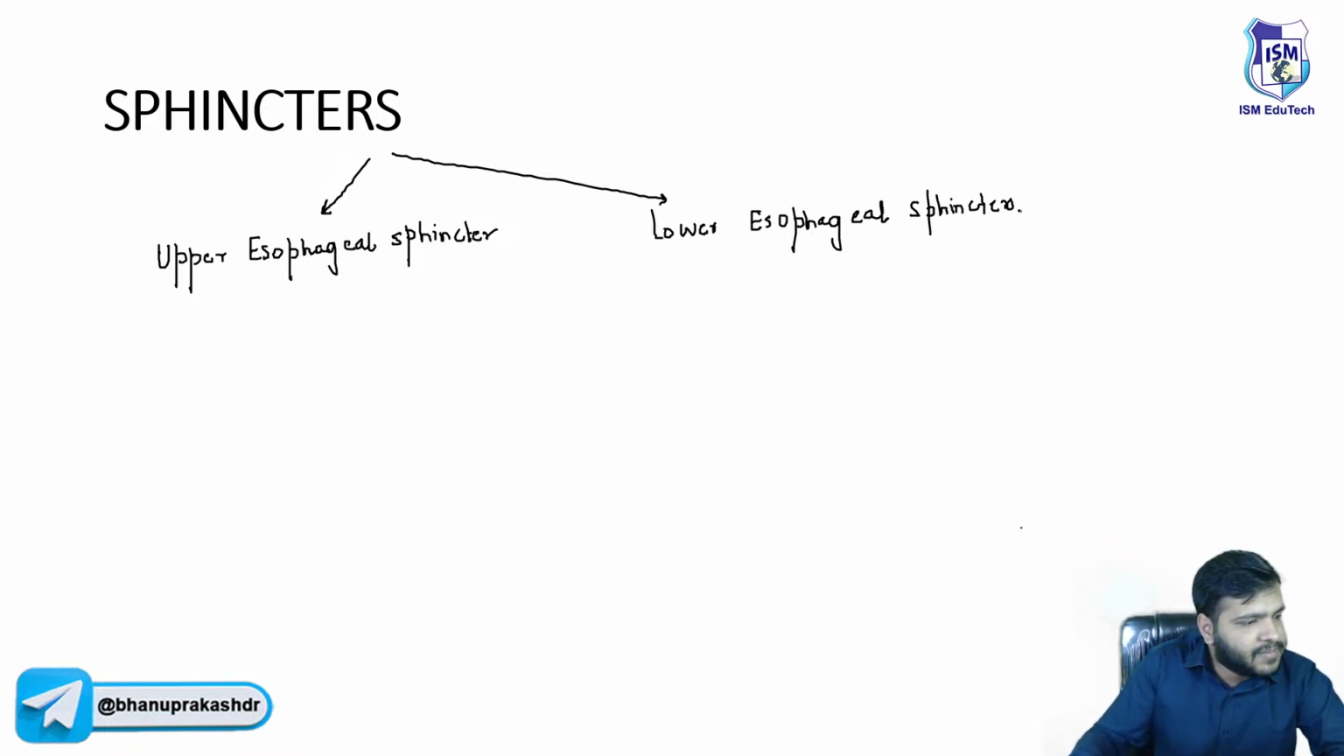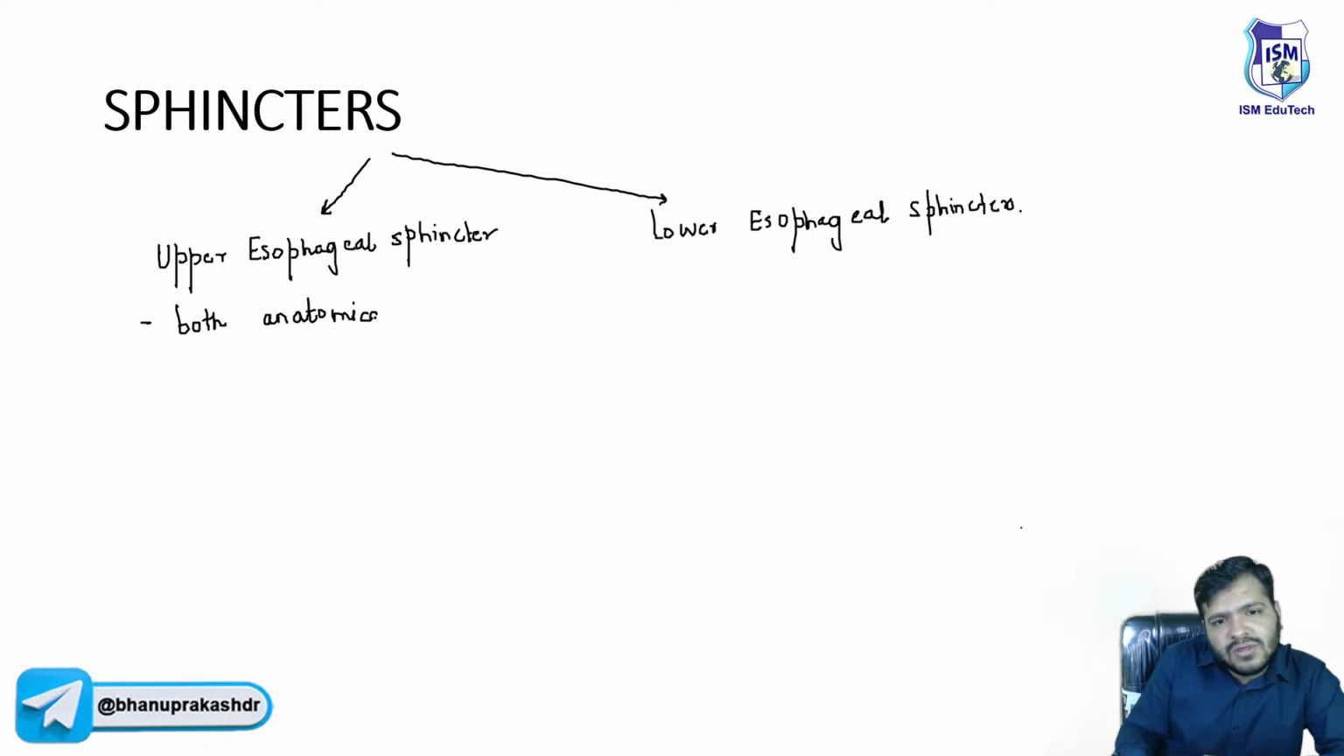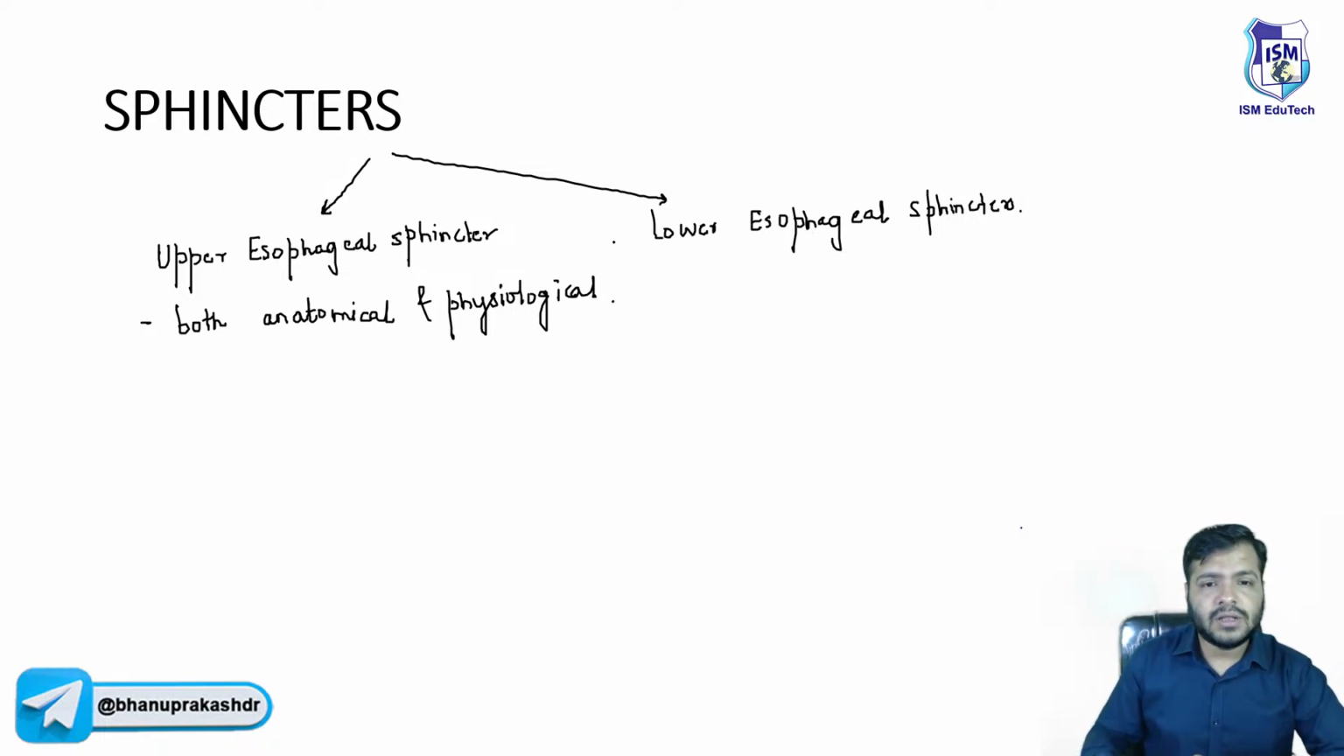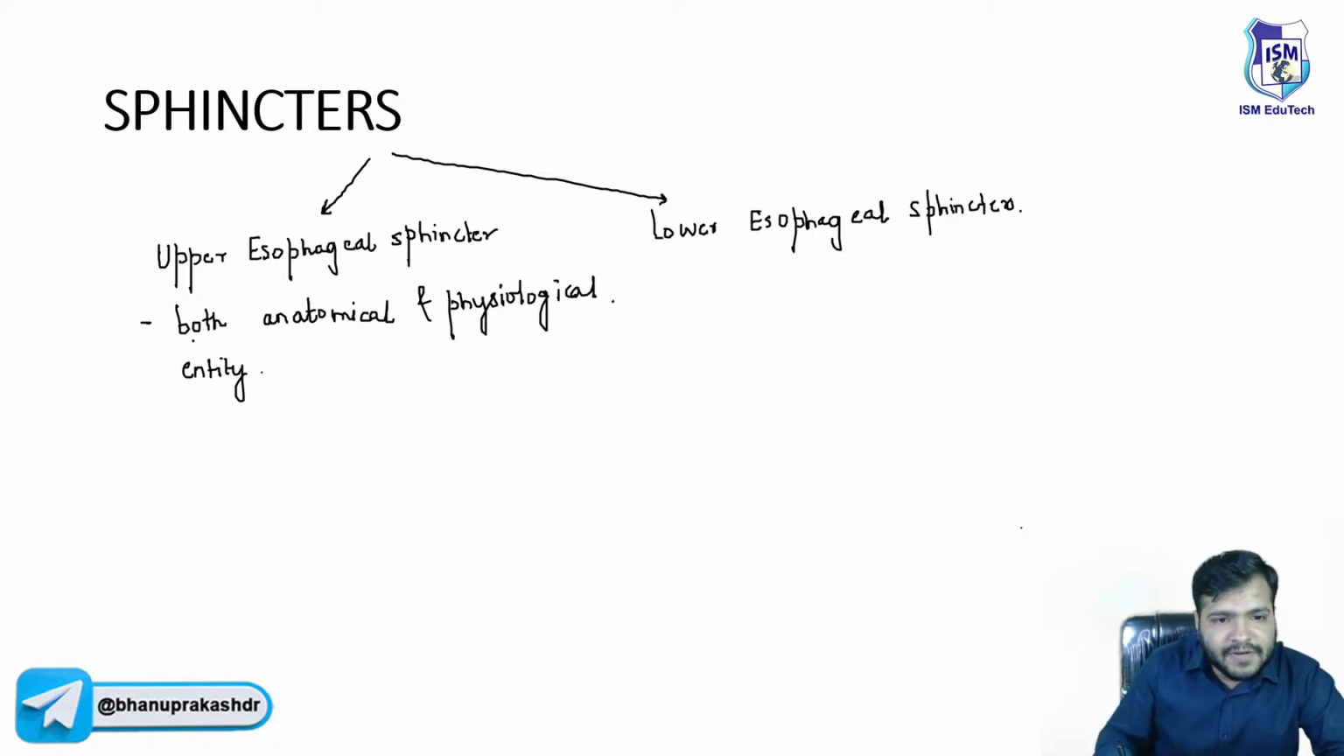Now guys, tell me, when I say the upper esophageal sphincter is both anatomical and physiological, what does it mean? It is both an anatomical and physiological entity. I've already explained this point. Can anyone tell me what it means?